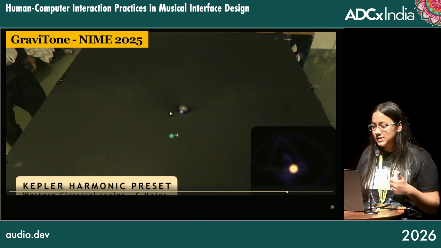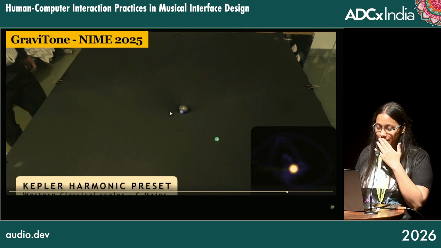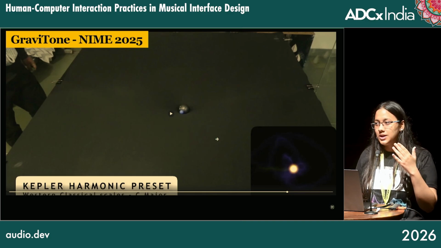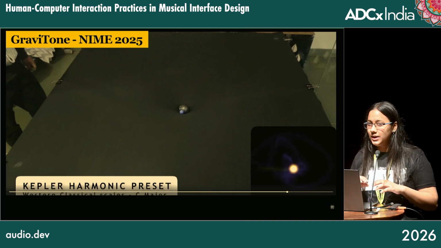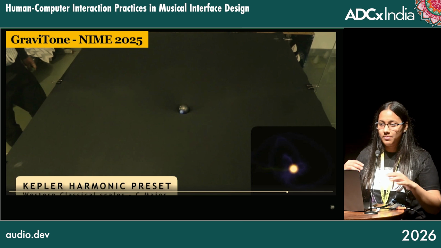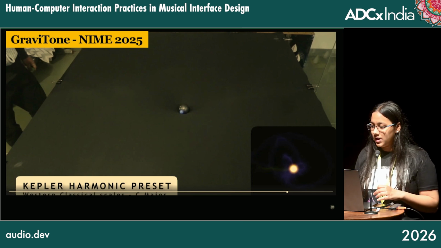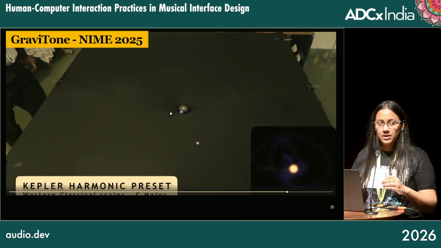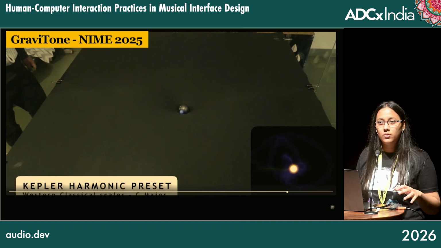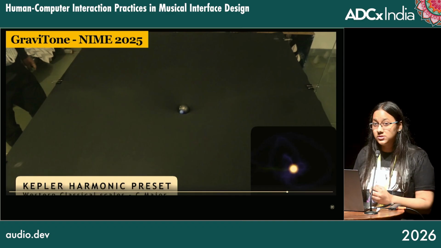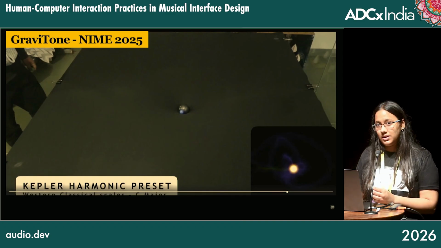Fun fact is with C harmonic minor, we tried to play a Harry Potter theme song, and it was coming out okay, like a background. It was not the intention to actually make it, but just to experiment how it will come out and how sonifications can work out with the gravity well.